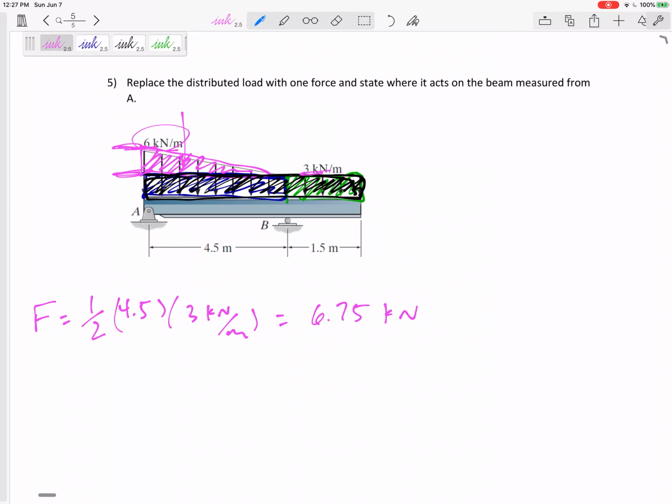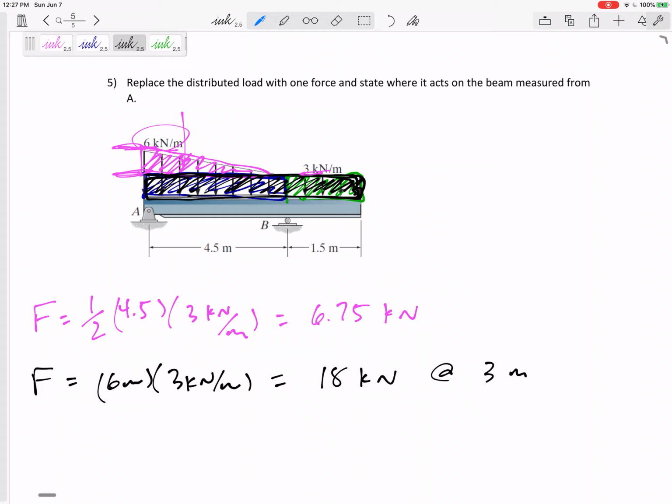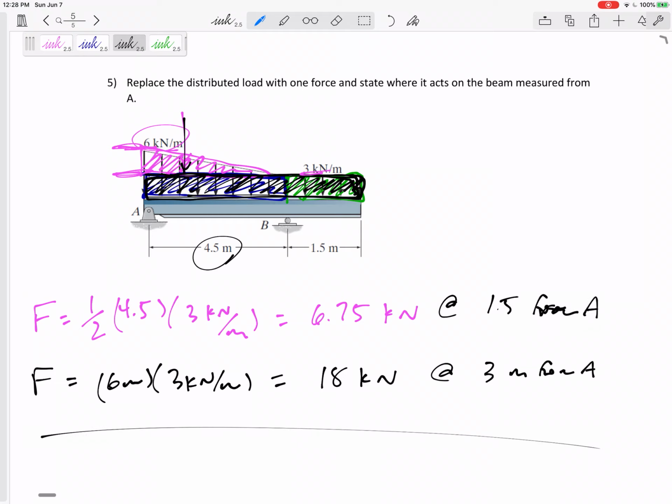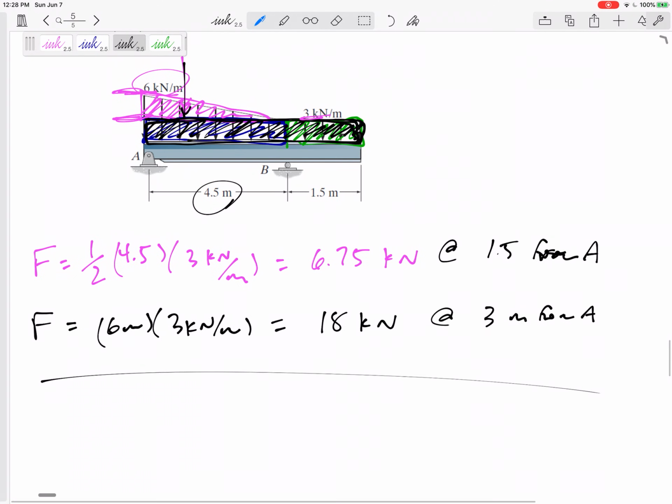kilonewtons right here. And then the other force of this whole uniform distributed load would be base of 6 meters. It's a rectangle, so just base times height. Height of 3 kilonewtons per meter, that's 18 kilonewtons, and I would replace this at the middle, 3 meters from A. I'd replace the triangle at a third of the 4.5, at 1.5 from A. So that's step 1, replacing distributed loads with their forces.